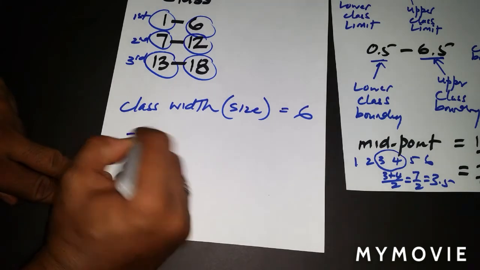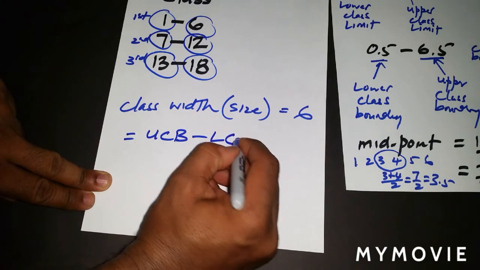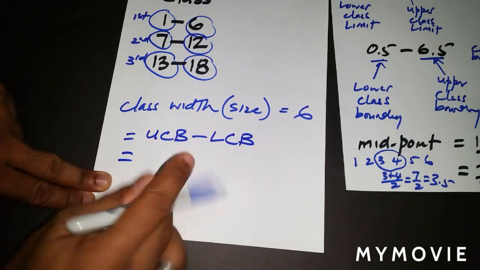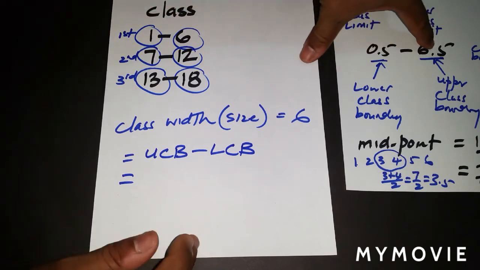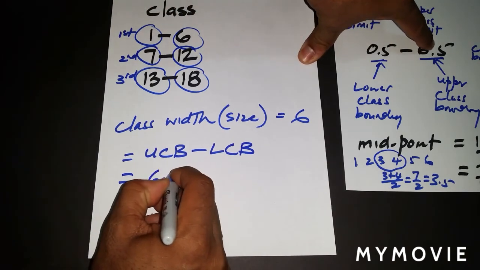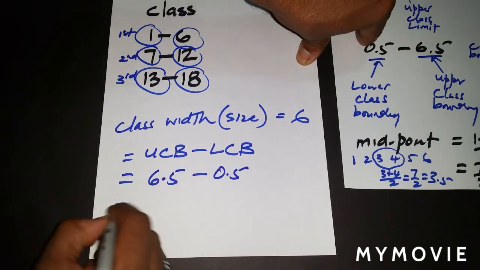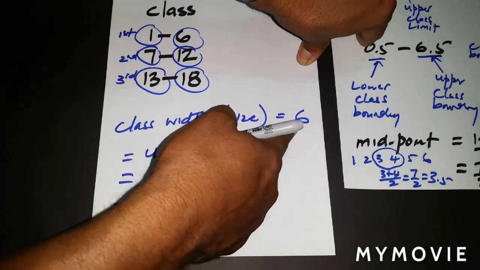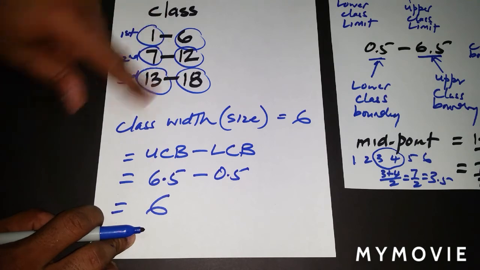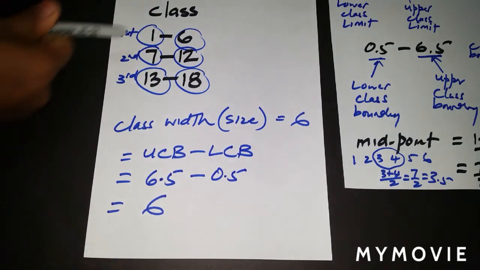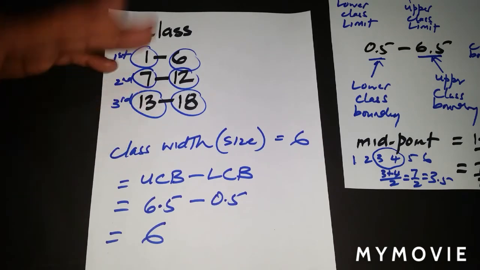And of course, the formula is upper class boundary minus lower class boundary. And if we look at the first class 1 to 6, remember that the upper class boundary is 6.5. The lower class boundary is 0.5. And 6.5 minus 0.5 is 6. So whichever way you want to go, whether using this or just subtracting these numbers here, then you're good to go. And that's as far as class features go.